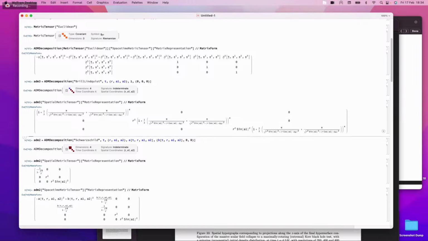So Brill-Lindquist is one way to do it. There's also Misner metrics and other things, and effectively they correspond to different setups. The way you set up analytic data for a binary black hole simulation like this is you more or less set up a wormhole space-time, because a wormhole is a space-like hypersurface, and then you treat the two mouths of the wormhole as being the two black holes that are colliding.